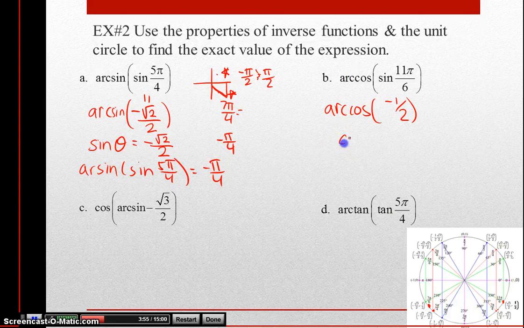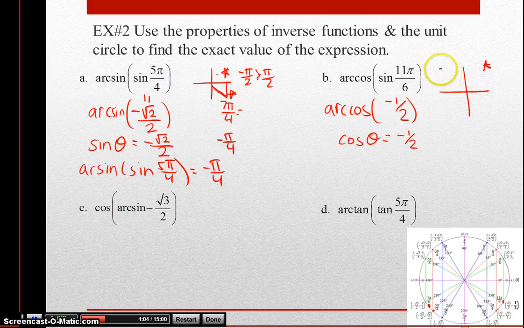Remember, that just means that we're finding the angle whose cosine is going to give us negative 1/2. The arccosine is defined in quadrants 1 and 2. We know that in the first quadrant, the cosine is all positive, so the angle is going to be in the second quadrant. If we go to the second quadrant, what we see is that the angle whose cosine is equal to negative 1/2 is going to equal 2 pi over 3.